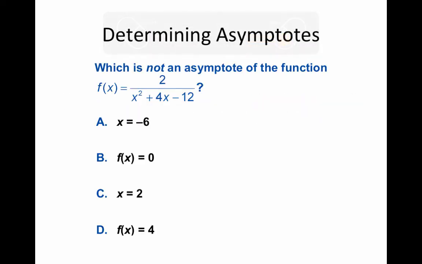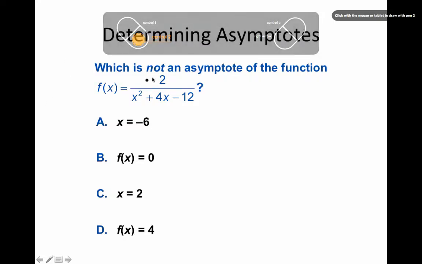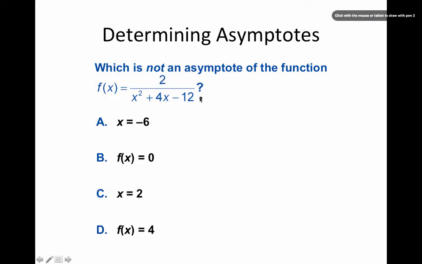Okay, so we start off with, you're not allowed to divide by 0. So what are you going to do to determine what makes the denominator 0? Well, you're going to factor the denominator. So nearly every time you do one of these problems, the first thing you're going to do is factor the denominator whenever possible.